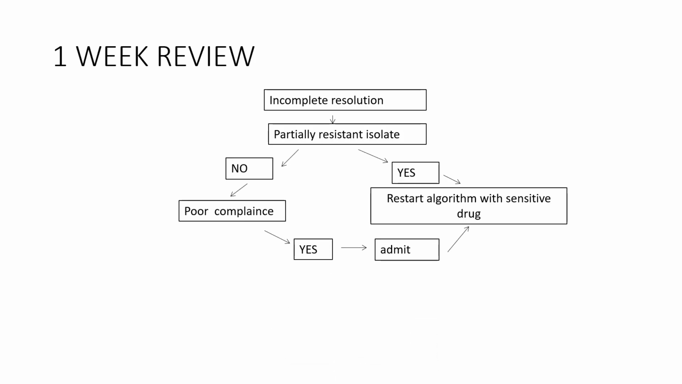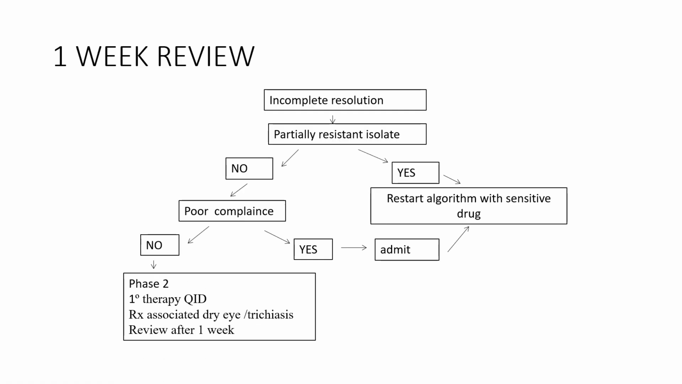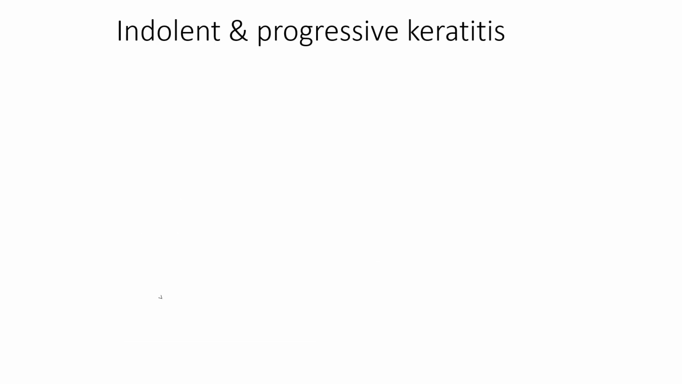It's always the poor compliance, and as I told you earlier, if you probe the patient one or two times, the patient will tell you he'll be using six times, eight times, and as he gets better, sometimes the frequency is also reduced. So it's very important that you stress to the patient that he has to use those hourly drops till you have told them to. If there is no poor compliance, always rule out other things like dry eye, trichiasis, and you can start the patient on QID therapy and review after a week.